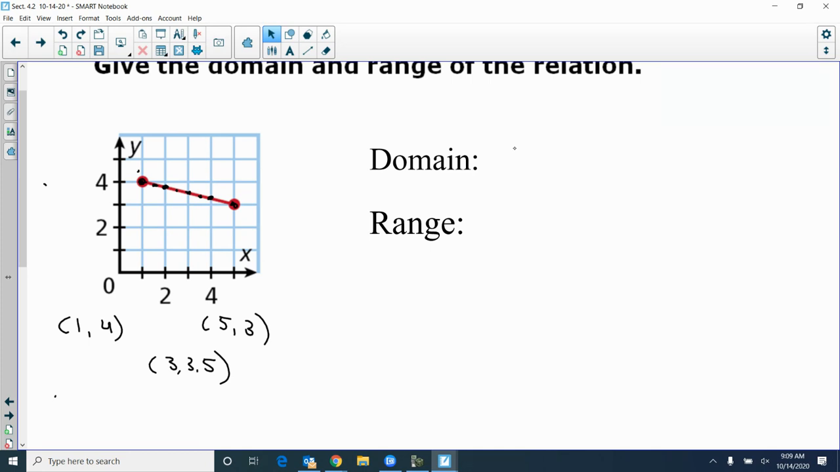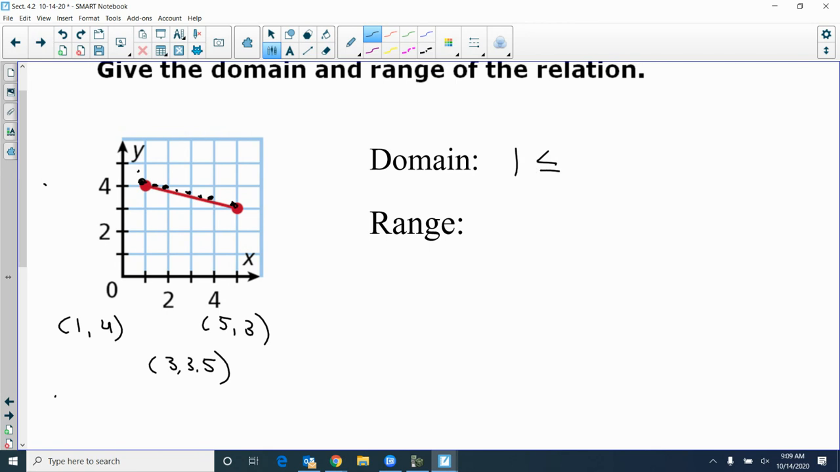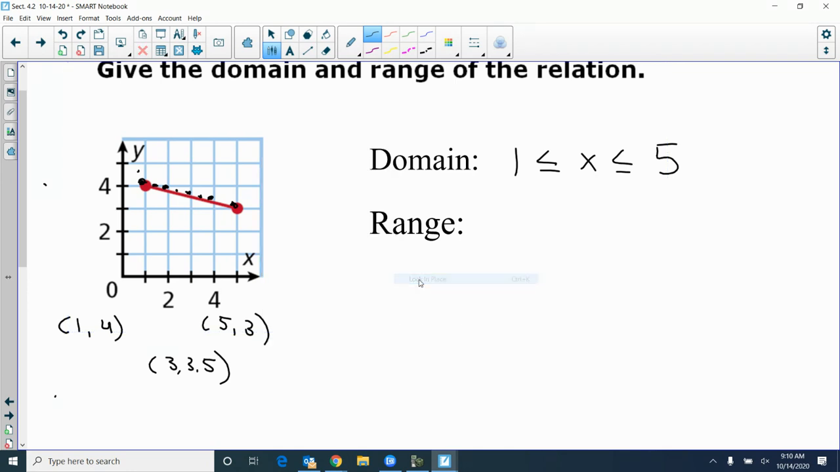So that means that 1 is my smallest number. Domain is always x, and there's my biggest number. So that's how you write the domain. So it says every number between. I got you. And we need to lock this. All right. I learned something. Every number in between fits.